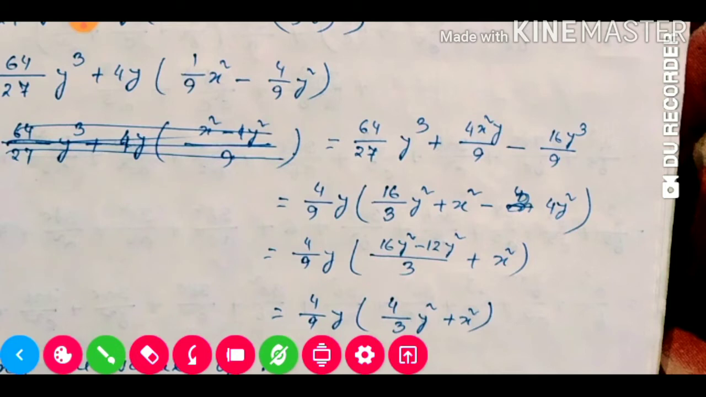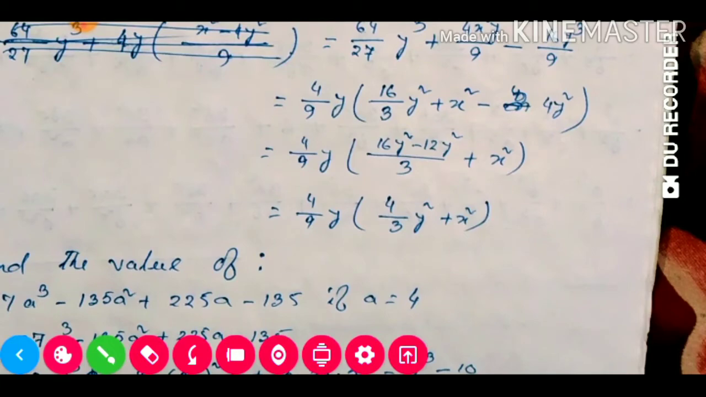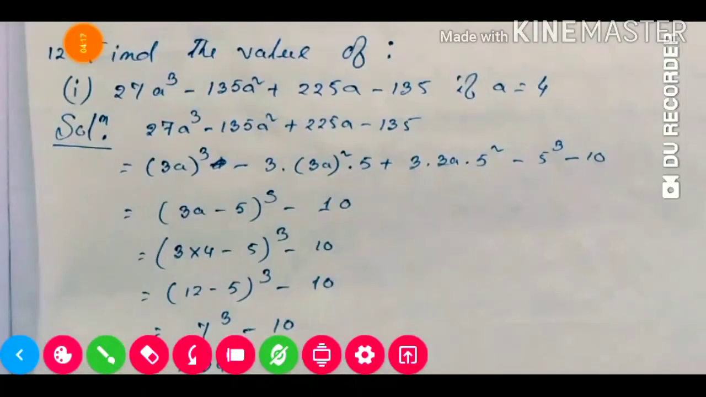Now 16 minus 12 is equal to 4, and divided by 3y square plus x square. So here this one is finished. Now the next number we will do. Now we will start our question number 12.